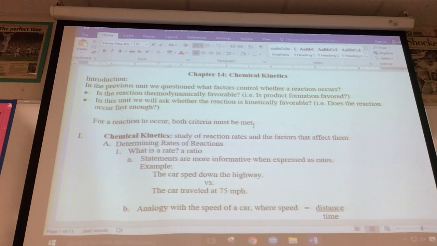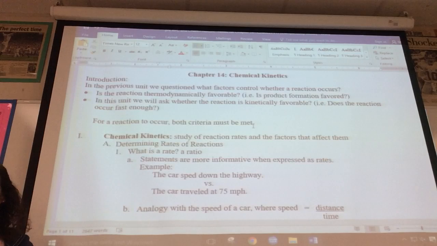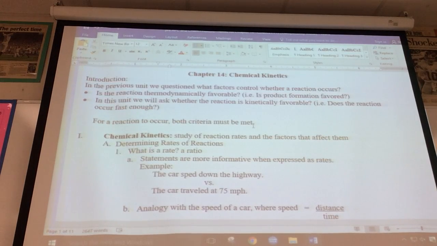But where this is all going with kinetics, which we've now recorded, is that it is far more informative to express your speed as a rate than just saying you were speeding. And he is going to write on that ticket how fast you were going.